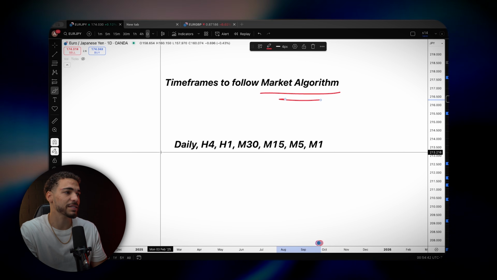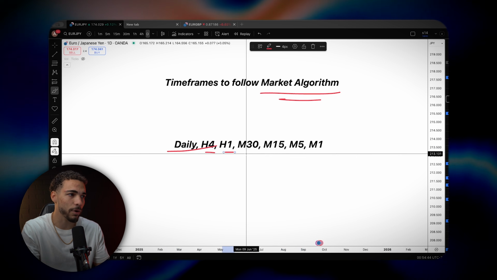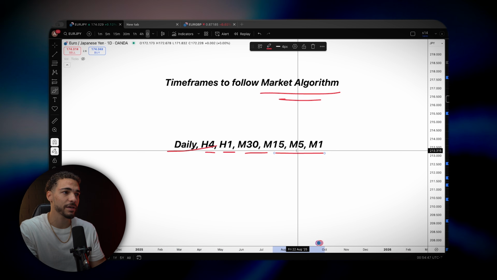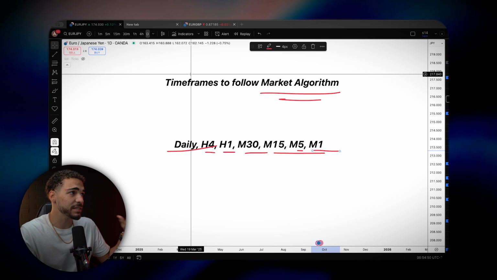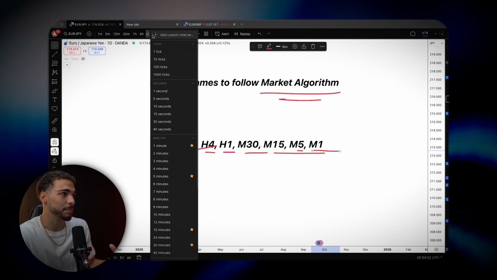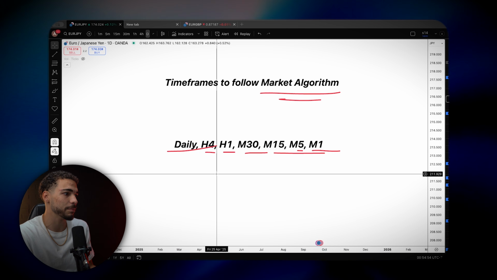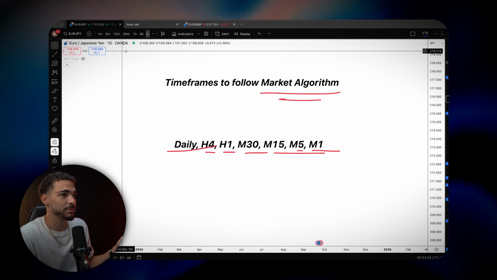And when it comes to top-down analysis, there's very specific time frames that the market algorithm actually plays off of. And that's going to be the daily, the hour 4, the hour 1, minute 30, minute 15, minute 5, and minute 1. And now the easiest way to sort these out is to just click this drop down up here and then put a star next to all of them. So instead of having to search for all of them, all your time frames are just resting up here.